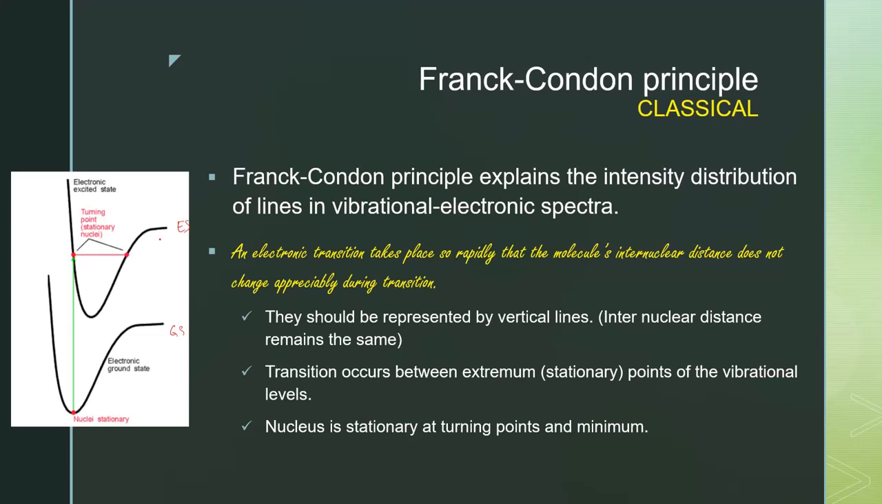Say the 0-0 transition has a higher intensity than the 0-1 transition, which means that the 0-0 transition is highly probable. It is highly likely to happen than the 0-1 transition. So the Franck-Condon principle actually tells us why some transitions, say 0-0 or 0-1, are highly probable or likely to happen than the other set of transitions. And this principle, which was put forward by Franck, is known as the Franck-Condon principle.